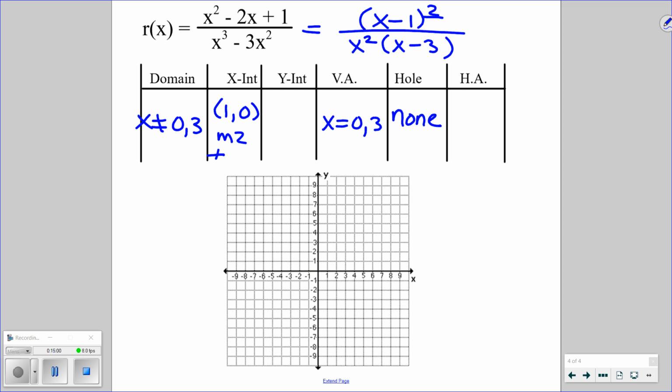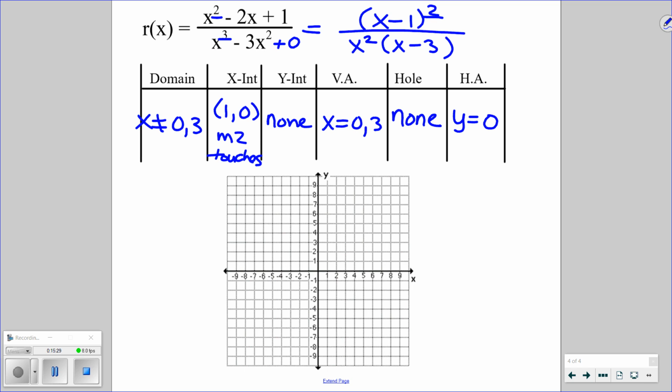And then the horizontal asymptote, compare your degrees. Degree of the denominator is bigger, so it's y equals 0. And then for your y-intercept, you're going to divide the constant terms, but the constant of the denominator is 0, and 1 divided by 0 is undefined. So that tells us there's no y-intercept.